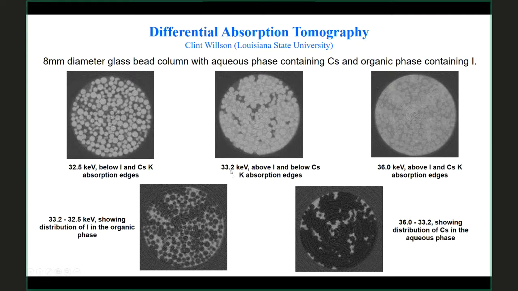But now we go to 33.2 keV, so we're above the iodine edge, so the organic phase is now absorbing, but we're still below the cesium edge. If we subtract this image from this image, we get this image showing where the organic liquid is. If we now go above both absorption edges, at 36 keV above both iodine and cesium edges, and then subtract this image from this image, we get this image, and that shows you where the aqueous phase in the sample is. Distinguishing this aqueous phase and this organic phase without differential absorption tomography would be very difficult.